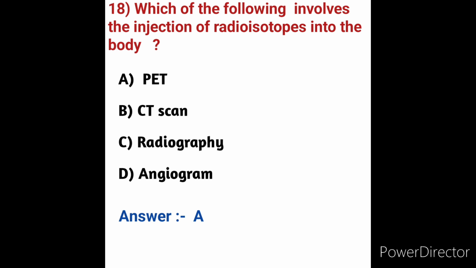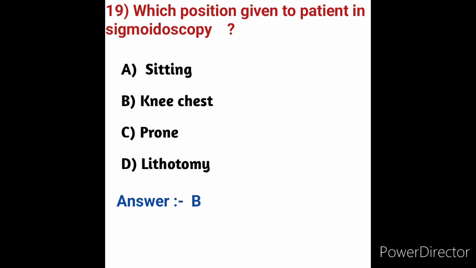Next we will move on to question number 19. Which position is given to the patient in sigmoidoscopy? Option A, sitting position. Option B, knee chest position. Option C, prone position. Option D, lithotomy position. The position given to the patient during sigmoidoscopy is the knee chest position.